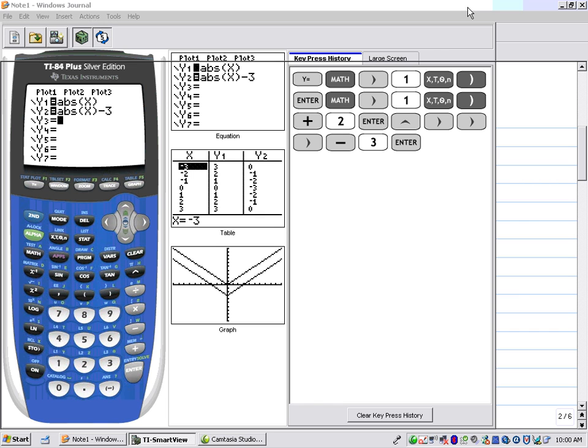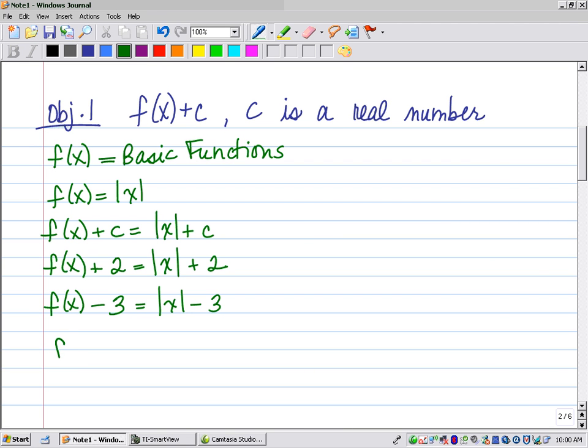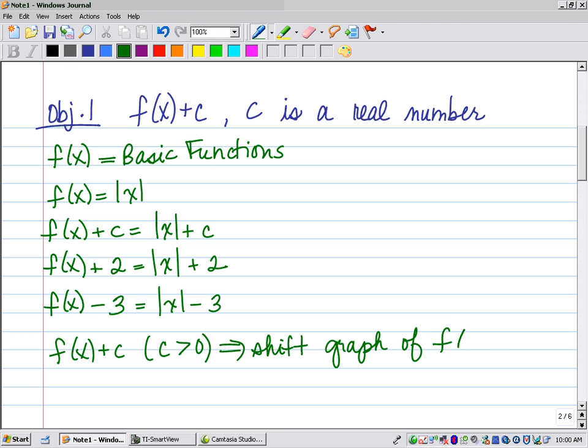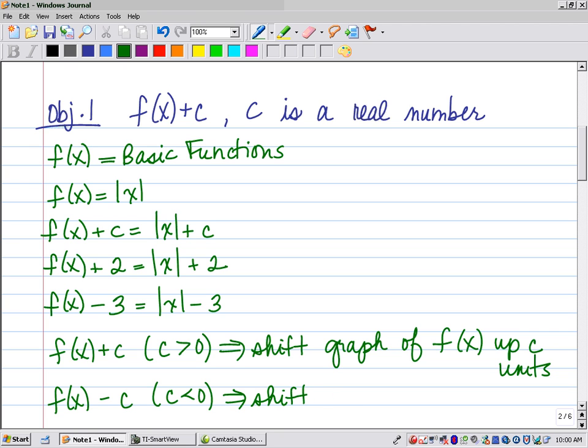So what can we conclude here? When we look at f(x) + c, let's do this in two cases. Where c is positive, f(x) + c will shift the graph of f(x) up c units. f(x) - c, where c is positive, will shift the graph of f(x) down c units. Okay?